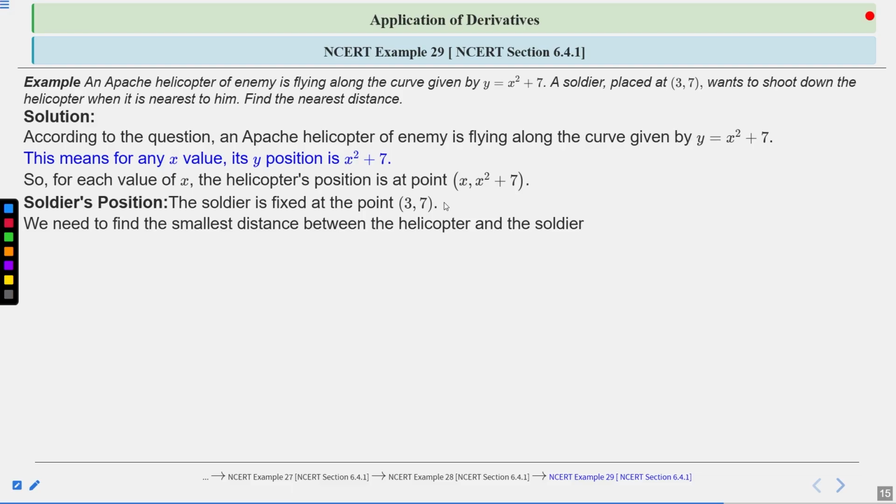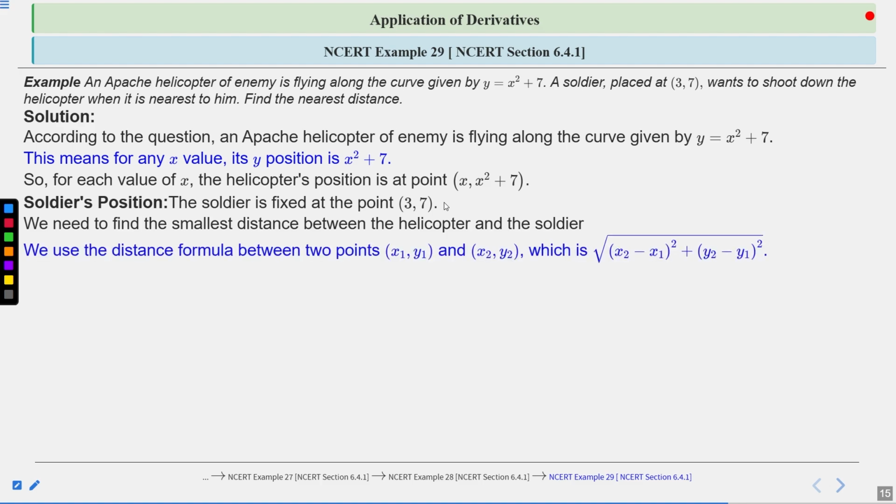We need to find the smallest distance between the helicopter and the soldier. We use the distance formula. The distance between the points (x1, y1) and (x2, y2) is the square root of (x2 minus x1) whole square plus (y2 minus y1) whole square.